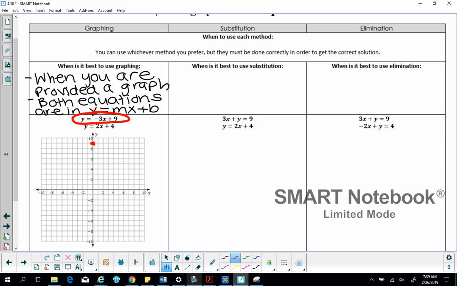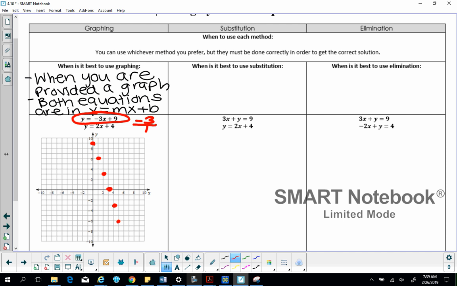Then, if it's negative from there, am I going down or up? Down. So I'm going down 3. And if there's no thing underneath it, it's really negative 3 over 1. So I go down 3, 1, 2, 3, always to the right 1. Down 3, 1, 2, 3, over 1. And I just continue it.